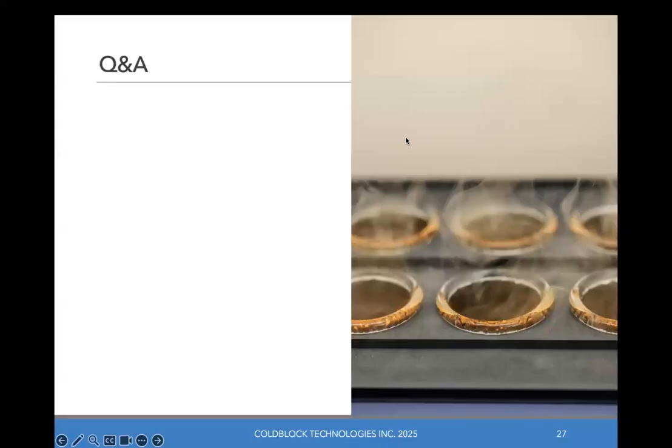Okay, how does the ColdBlock method deal with organic-rich soils? Do you see differences in recovery for certain elements?